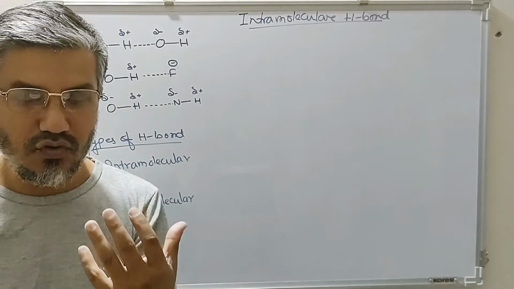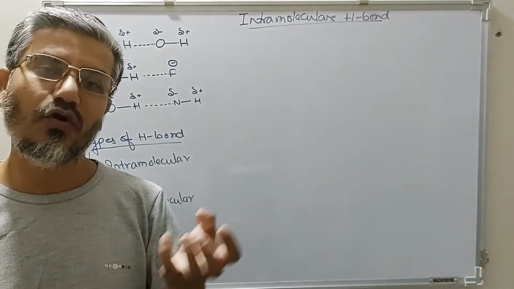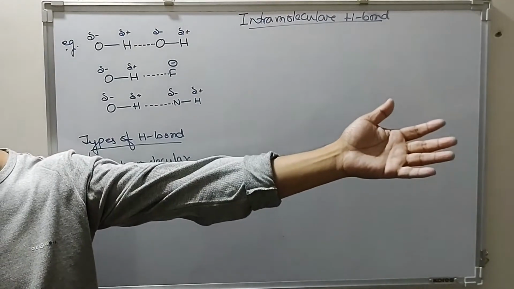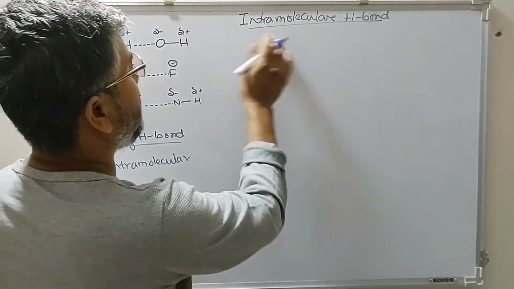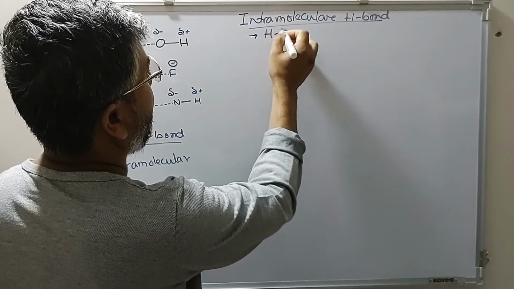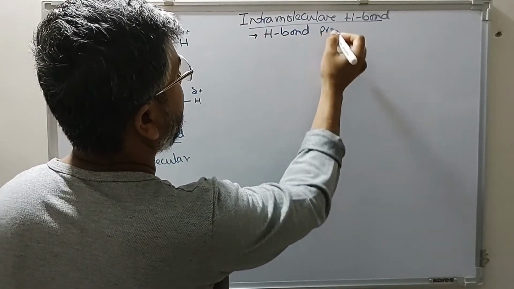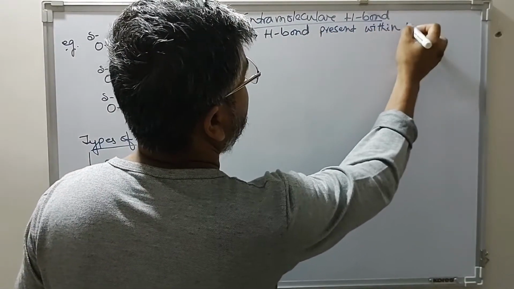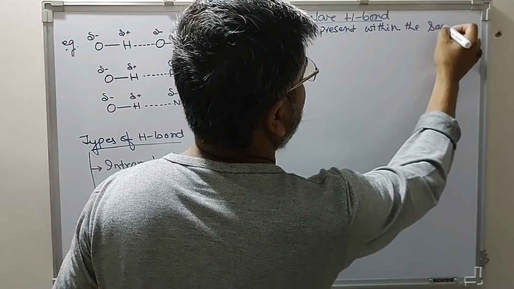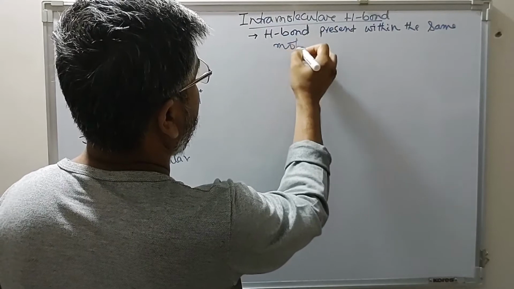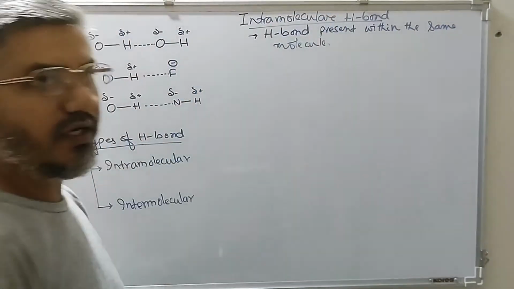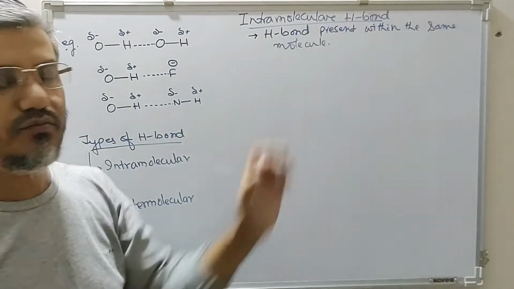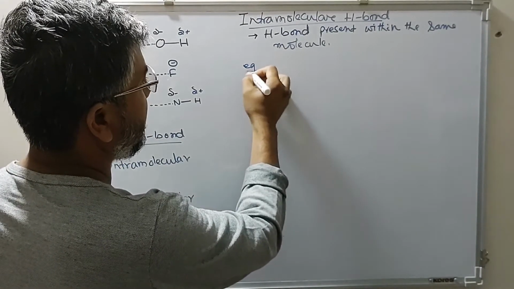So if a hydrogen bond is present within the same molecule, then this is what we call an intramolecular hydrogen bond. Definition: a hydrogen bond present within the same molecule, a single molecule में hydrogen bond present है, is known as an intramolecular hydrogen bond. Let's take some examples, then it will be clear.